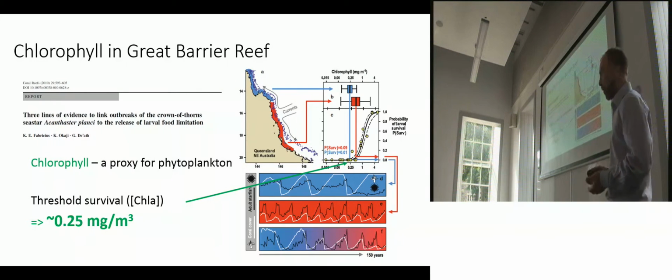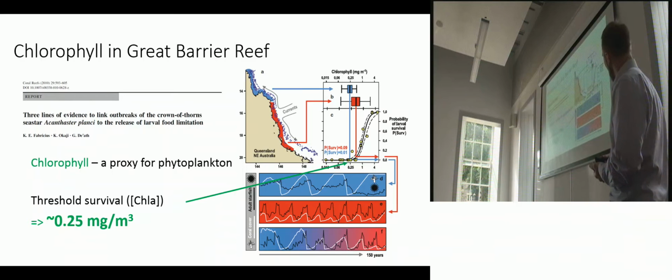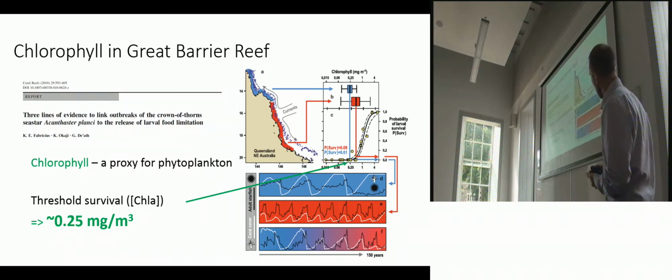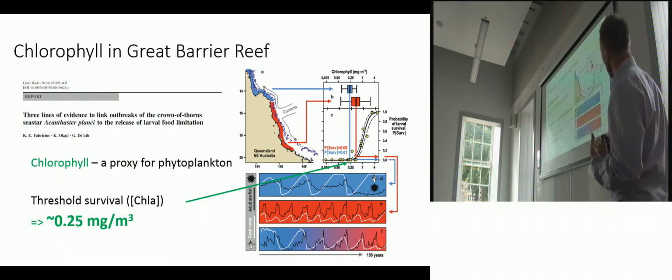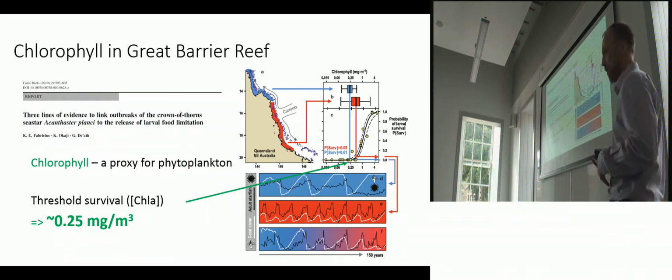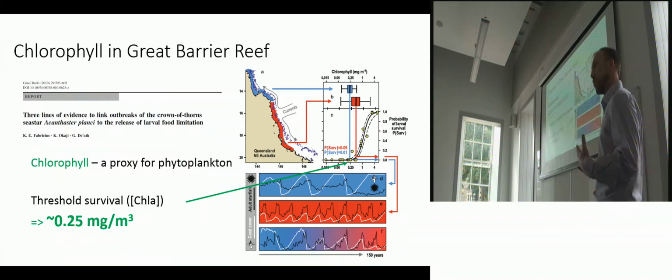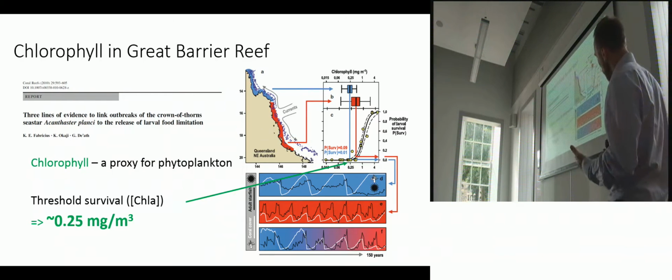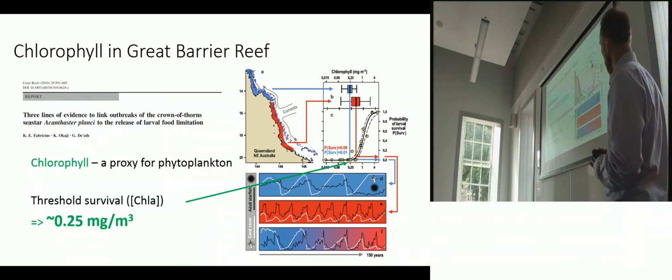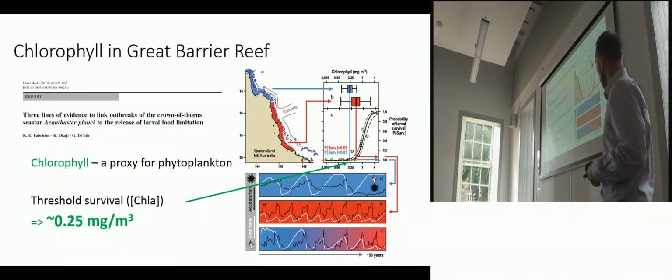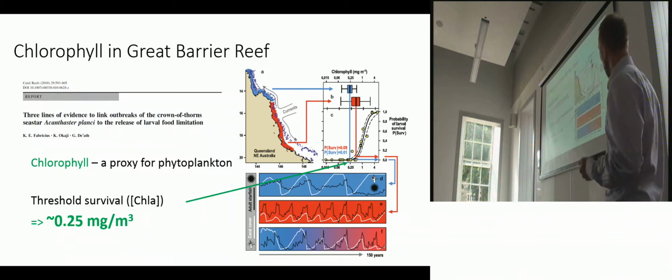So here's some useful work that was produced in Australia recently, and this is work by Katharina Fabricius. She noted through her experimental work a very good threshold of 0.25 milligrams per meter cubed of chlorophyll. I should say that coral reefs tend to be nutrient poor environments. So that might not seem like a lot of chlorophyll to people around here, but that's certainly a big increase in chlorophyll for a reef. And we get differential outbreaks of these crown of thorns starfish depending on that.